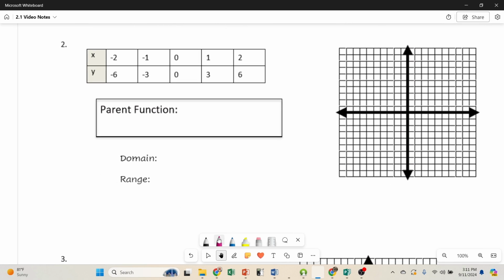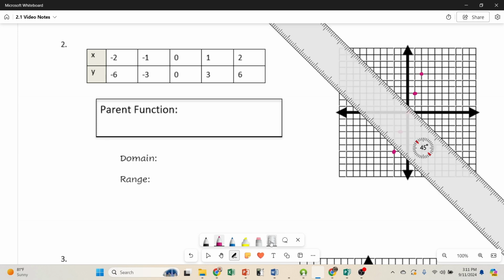Okay, with this function, let's go ahead and plot these points again. At -2, 6: 2 to the left, 6 down, right here. And then at -1, 3, which puts me 1, 2, 3 right here, and then 0, 0. And then we're at 1, 3, and then at 2, 6. So we can see here we have a nice straight line.